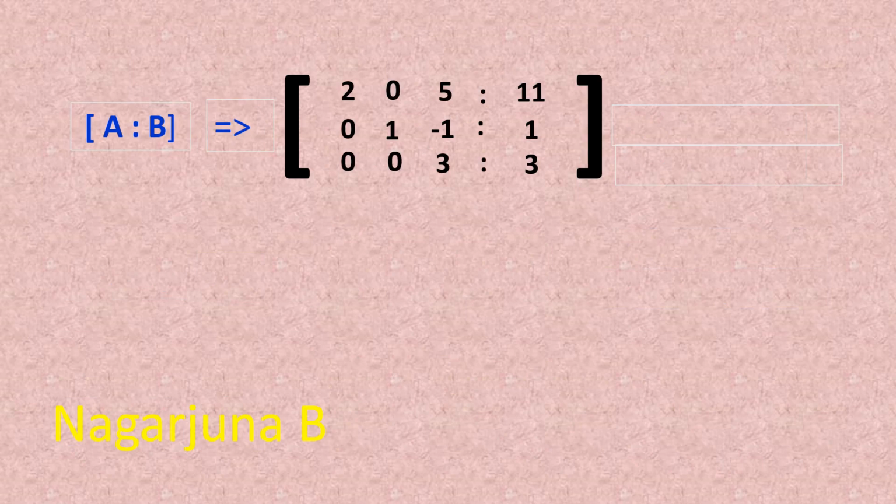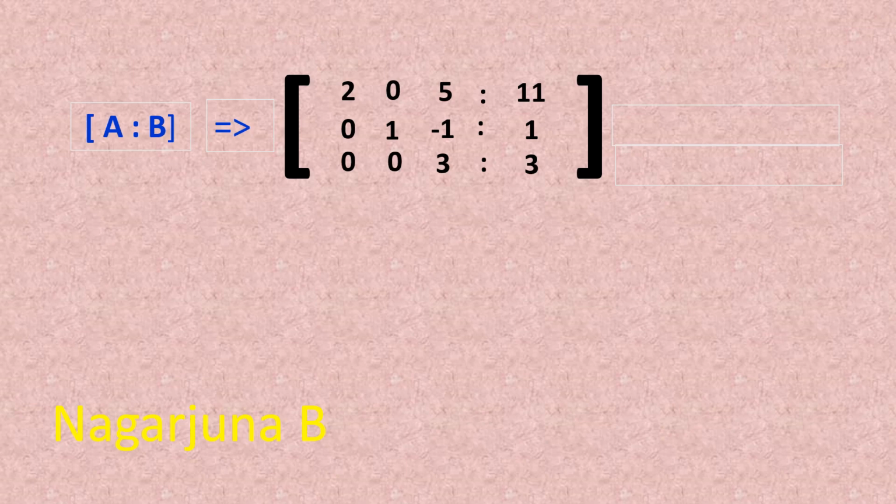Now this is the matrix which you have got after applying the second step of the Gauss-Jordan elimination method. You can observe the third row is 0 0 3 colon 3. You can divide this by 3 so that you get smaller numbers. It will be 0 0 1 1. That is, R3 can be done as R3 into 1 by 3. So then it will be 0 0 1 colon 1.